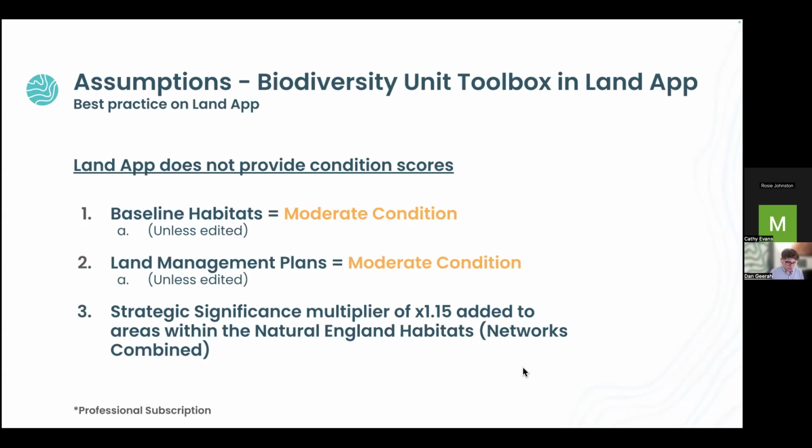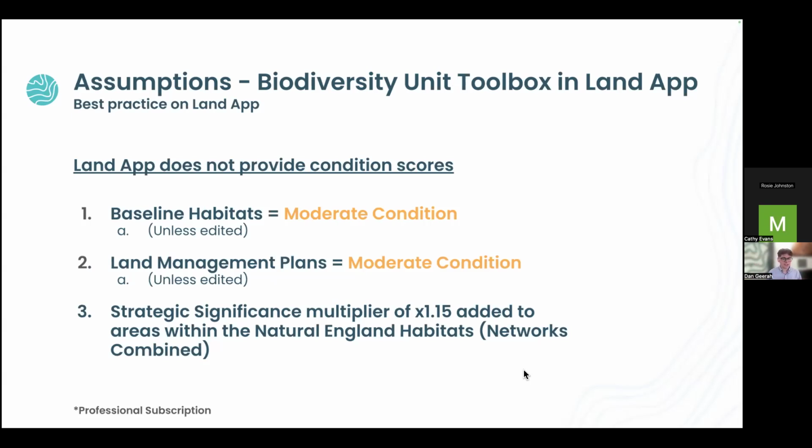Then the outputs, just so we're all aligned, when we do calculate the biodiversity units for you, we never provide condition scores. So unless you provide us with the condition scores, we assume moderate. We assume moderate because we just don't have a way of confidently detecting it, and we want to continue relying on an ecological survey to properly get a condition. So if you don't put in a condition, we assume moderate for both the baseline and the land management plan.